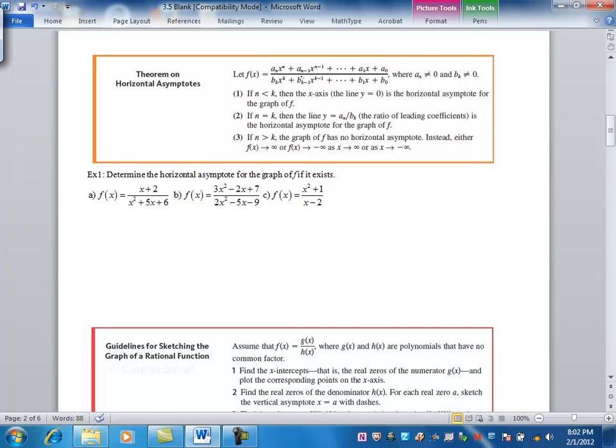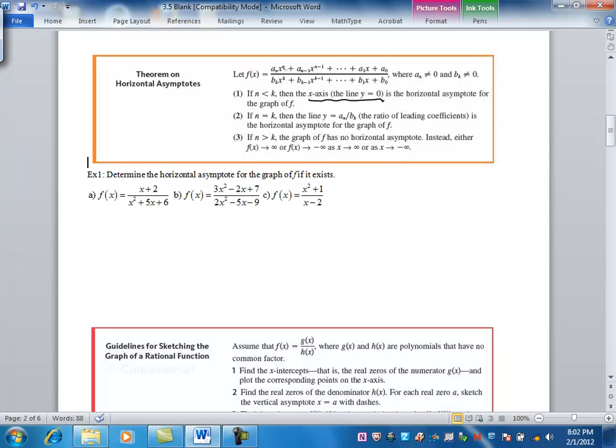Notice here we've got the ratio of two polynomials. I've talked before about this notation. We've got two polynomials here. n is less than k. Now notice here my power of the numerator is n. That's the degree of my numerator. The degree of my denominator is k. And the degree of the numerator is less than the degree of the denominator. Anytime that's the case, then the x-axis, or the line y equals 0, serves as a horizontal asymptote.